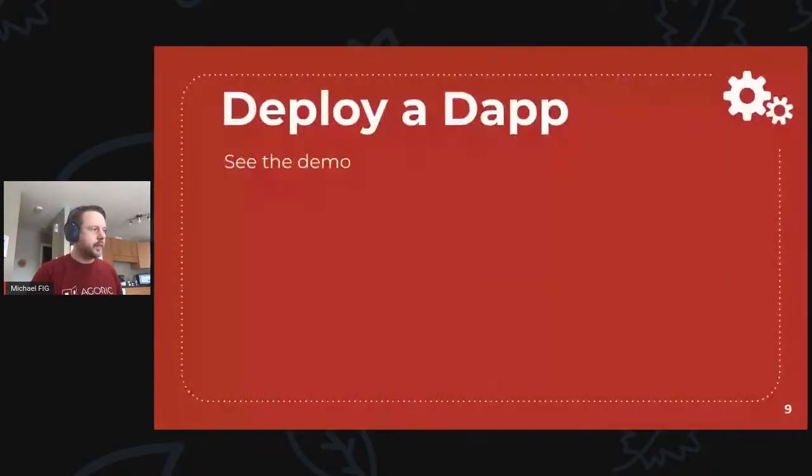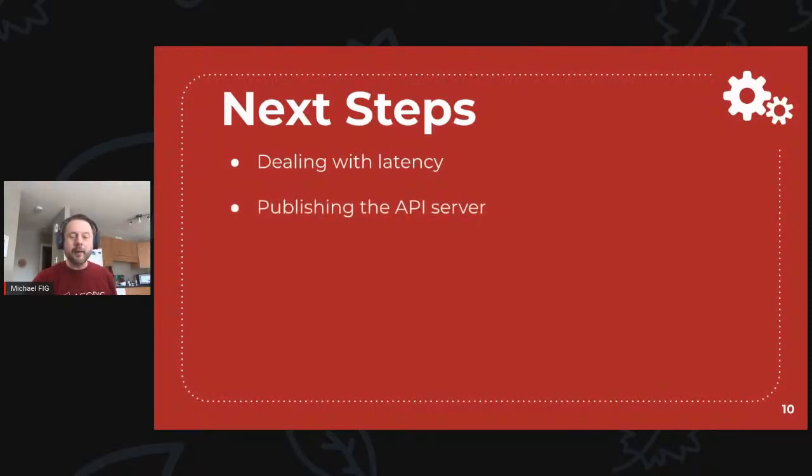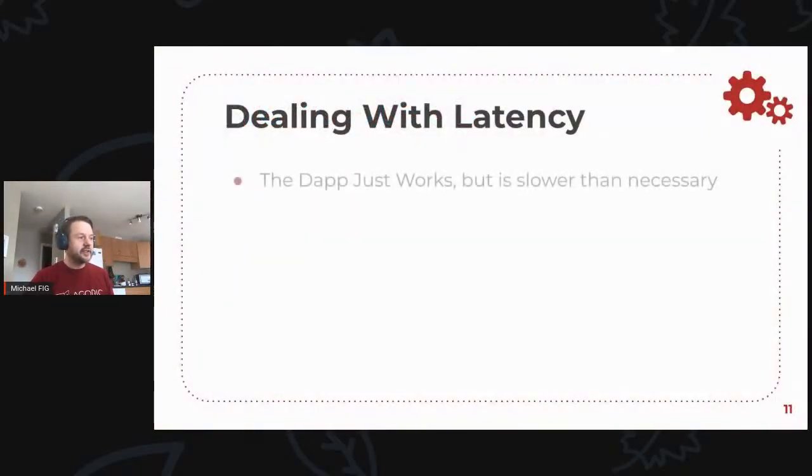Yeah, let's move on. So next steps. Dealing with latency is our #1 concern. So what is very useful, well, we'll talk about this in a second. We want to be able to publish the API server to the internet so that other people can use it. And we also want to be prepared for future Agoric features that may make this all a little more easy to do. So with latency, the Dapp just works.